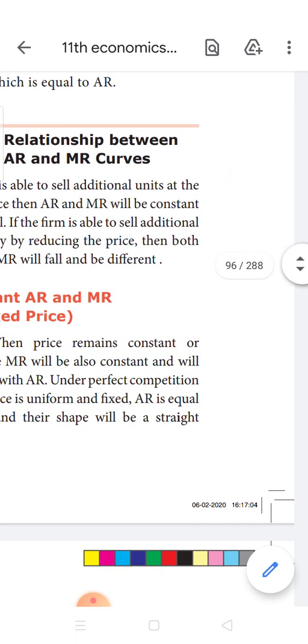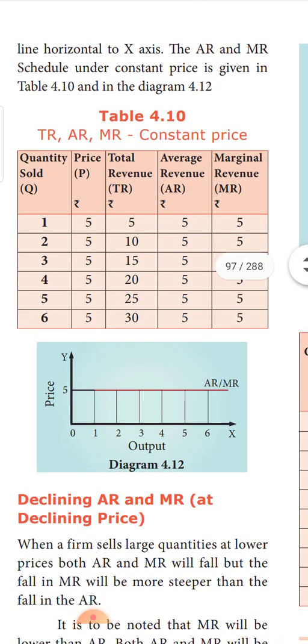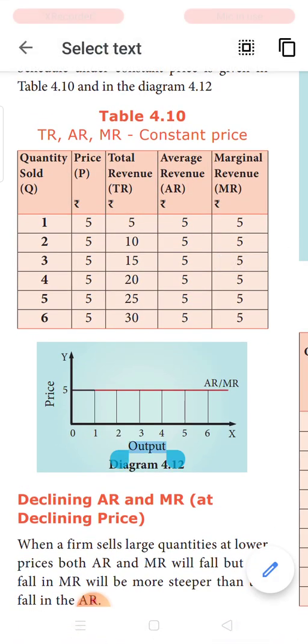Under the constant price condition, I'll tell you with the help of this table first. When the first unit is sold, it is being sold at 5 rupees. Second unit, it is sold at 5 rupees. Fourth unit, 5 rupees. Sixth unit, 5 rupees. So the price remains constant. So when you know quantity, you know price, you'll be able to find what TR is. TR is P into Q.